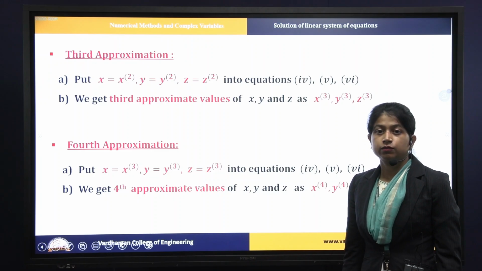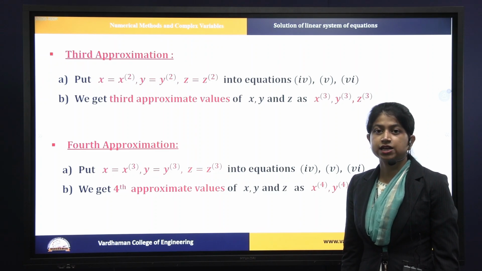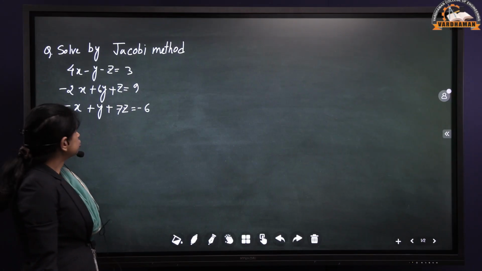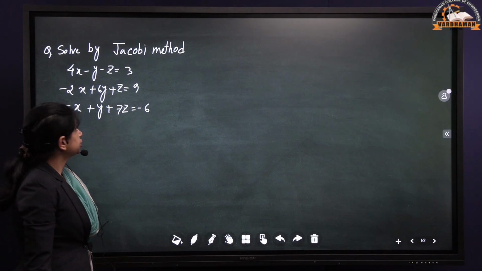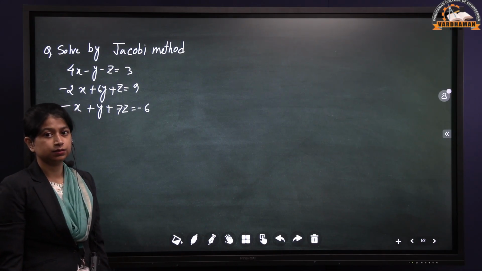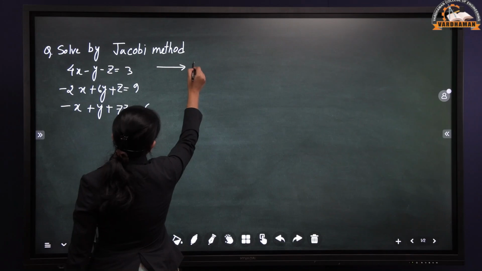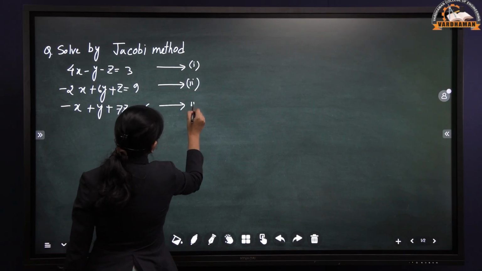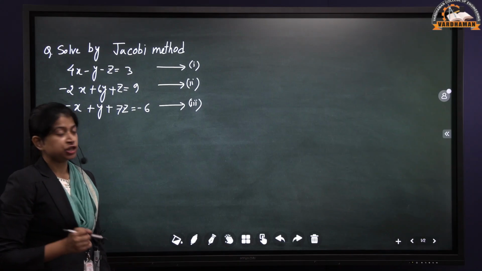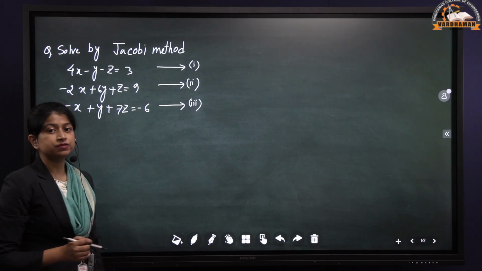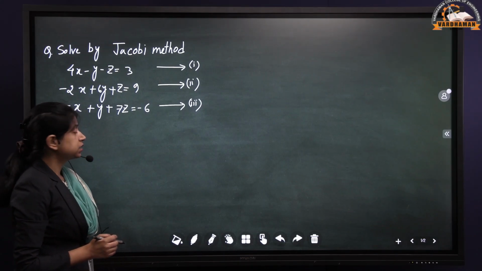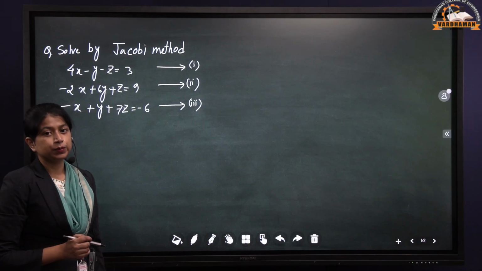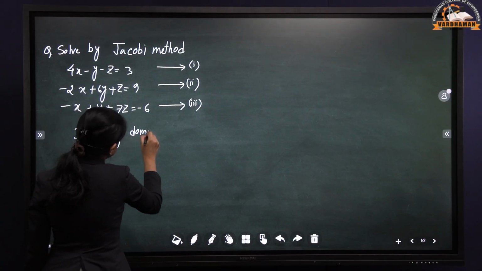Now let us solve one system of equation using Jacobi iteration method. Let us now solve this system of linear equation by Jacobi method. First of all, we will take this as equation number 1, this is equation number 2 and this is equation number 3. To solve this by Jacobi method, we need to first verify whether it satisfies the diagonally dominance property or not.